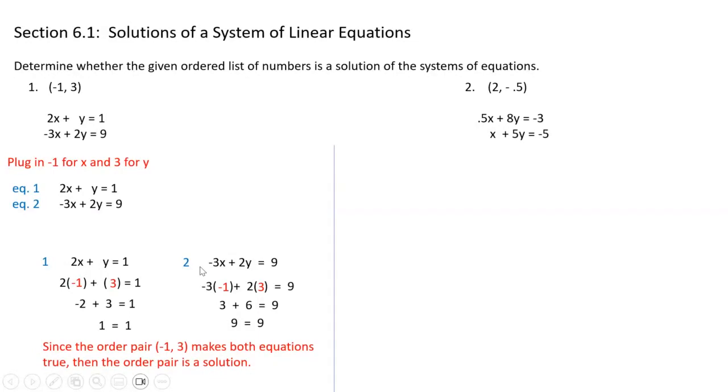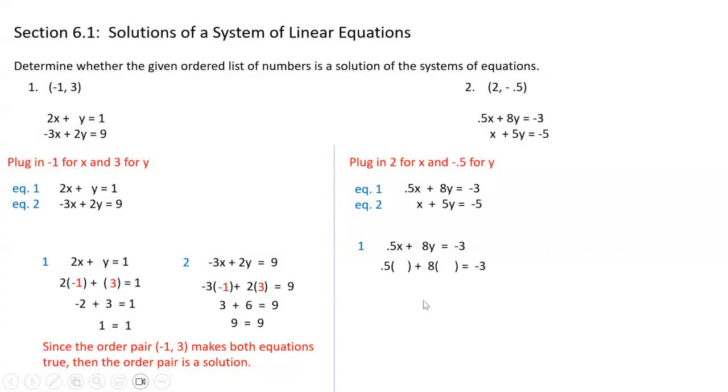Okay, let's do number 2. For number 2, we have two different equations, equations 1 and 2. Again, the point being considered is 2, -0.5. I'm going to repeat the process as before and plug the point into both equations. So x is 2 and y is -0.5. After I evaluate the left side, it's going to give us -3, right? So -3 does equal -3.